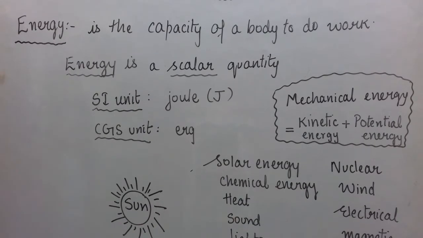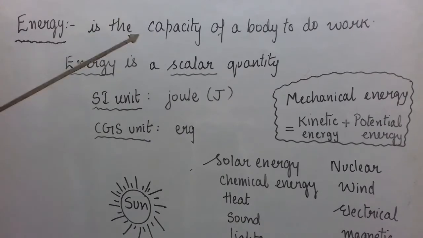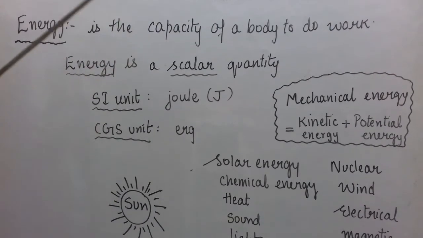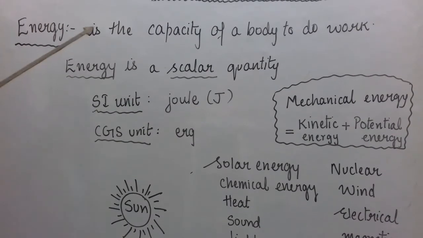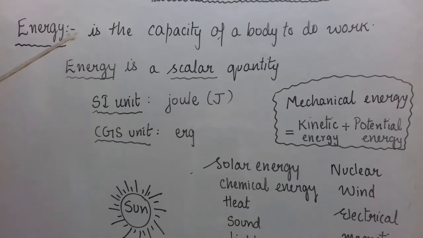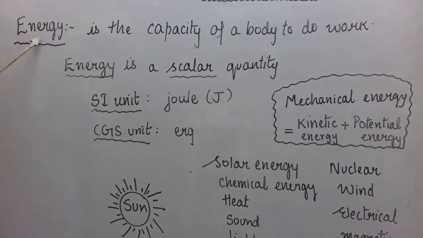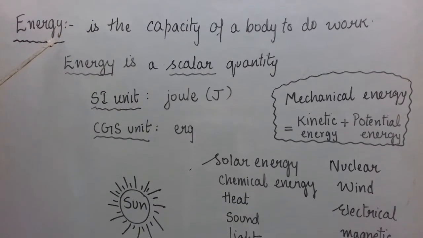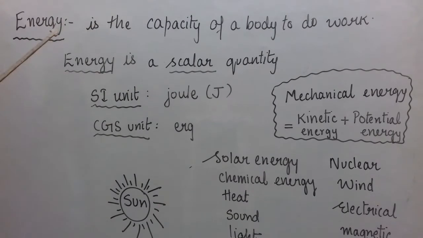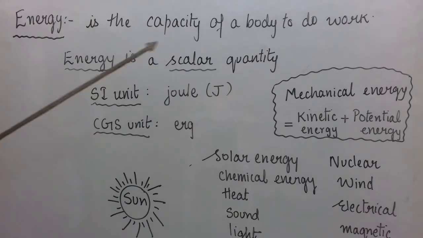Okay, so energy, as written on the board, can be defined as the capacity of a body to do work. You will also find its definition in some books written as ability of a body to do work, but I find this is better. It is the capacity of a body to do work. Now, it means if a body has energy, it can do work, or if any body can do work, it possesses energy.